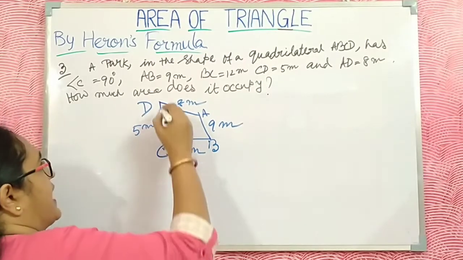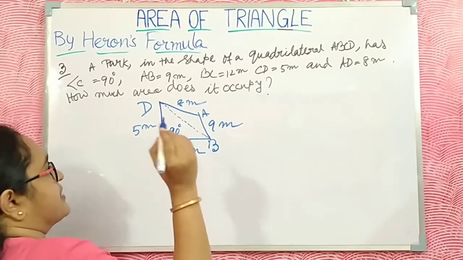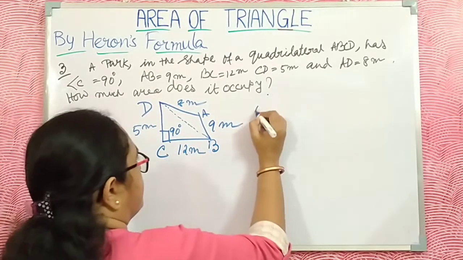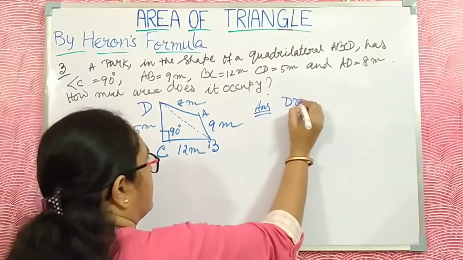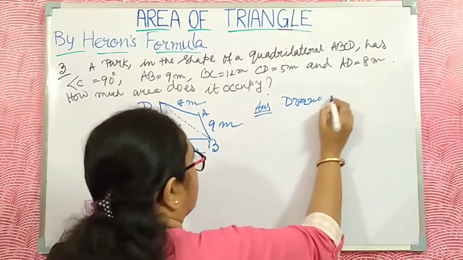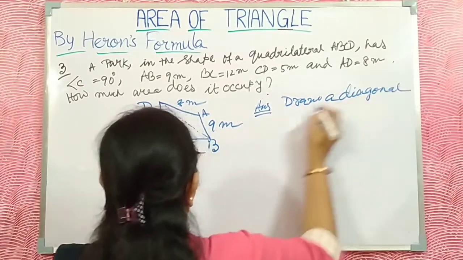How is it possible to find? You draw the diagonal of the quadrilateral. Now solve. First drawing: draw a diagonal, diagonal DB.